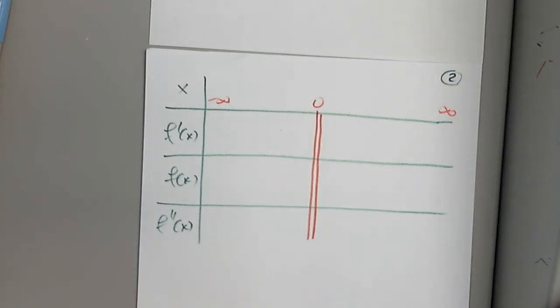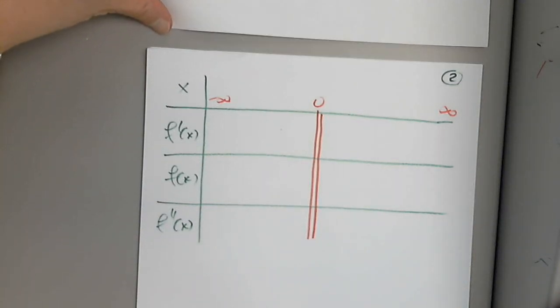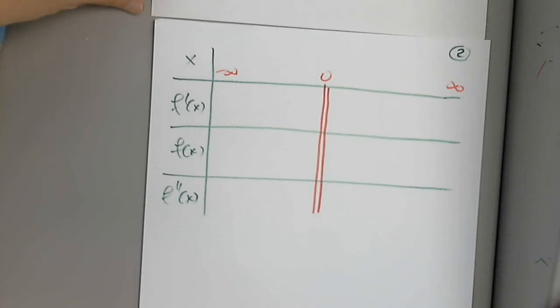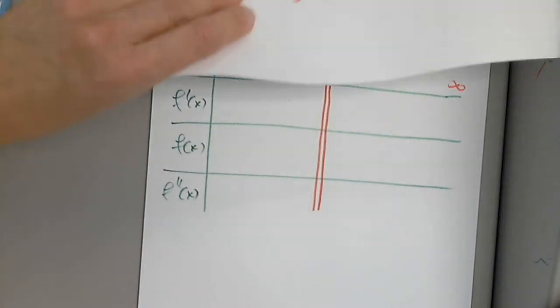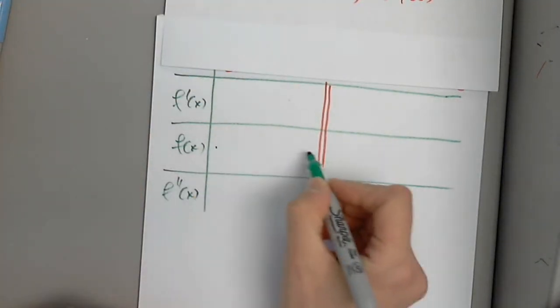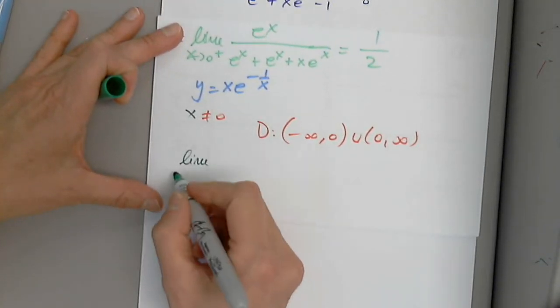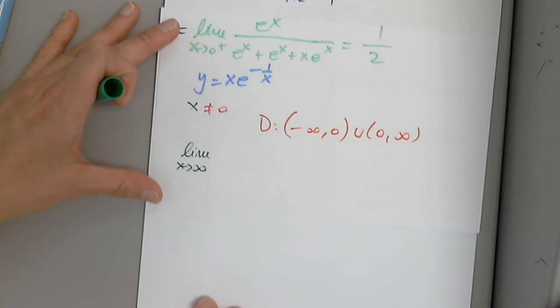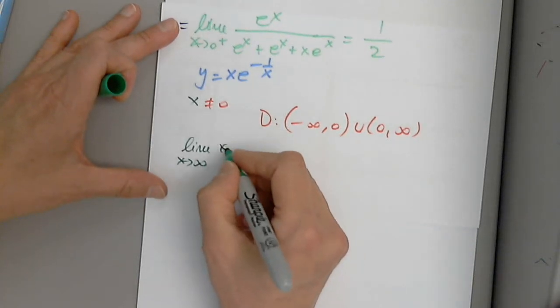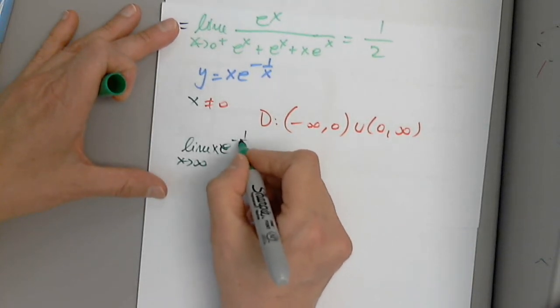Okay, so let's see what we can learn about the function from the function itself. So first of all, I will have to determine this, this, and this, as well as, of course, all the limits. Of course, also x and y intercepts. So let's find the limits as x approaches infinity of x e to negative 1 over x.